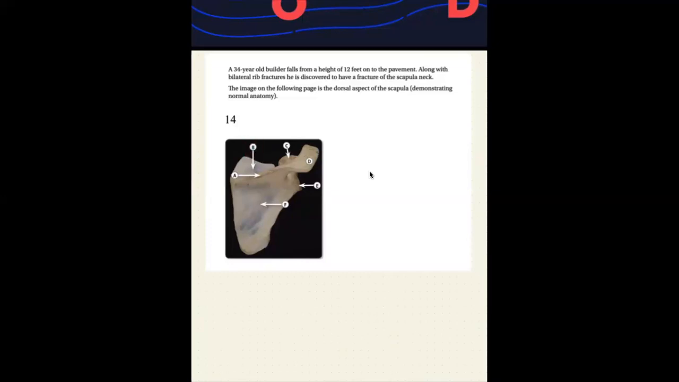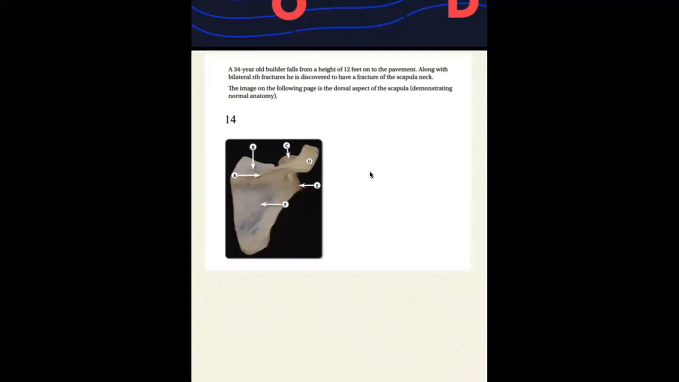So, what is number B? Number B is the supraspinous fossa. Okay, that's great. What is number F? This is the lateral border of the scapula. Sorry, this is the infraspinous fossa. What is number A? This is the spine of the scapula. What is number E? It is the glenoid cavity of the scapula.